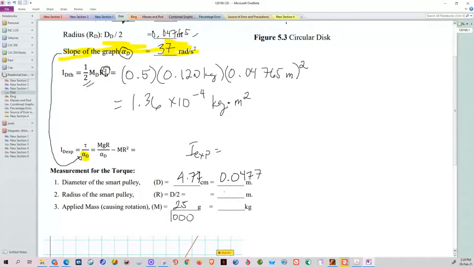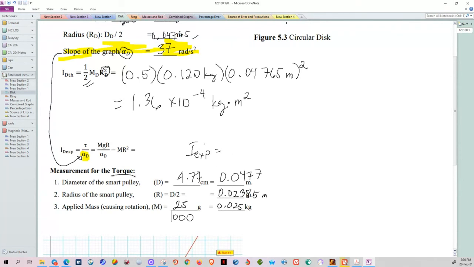Divide by 2. I told you this is a very easy experiment, but if you will not participate, we will be here until 4:30. 0.02385. Thank you very much. 0.02385 meters. The applied mass, 25 gram divided by 1000, is 0.025. Is that clear? How we get the measurement for the torque?